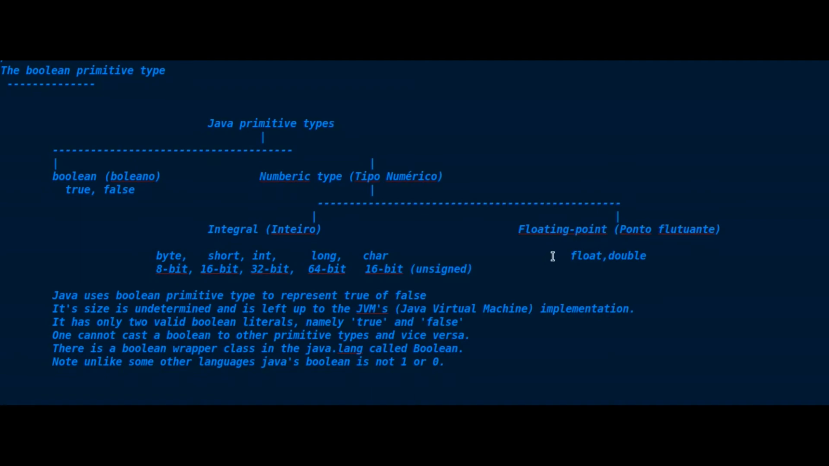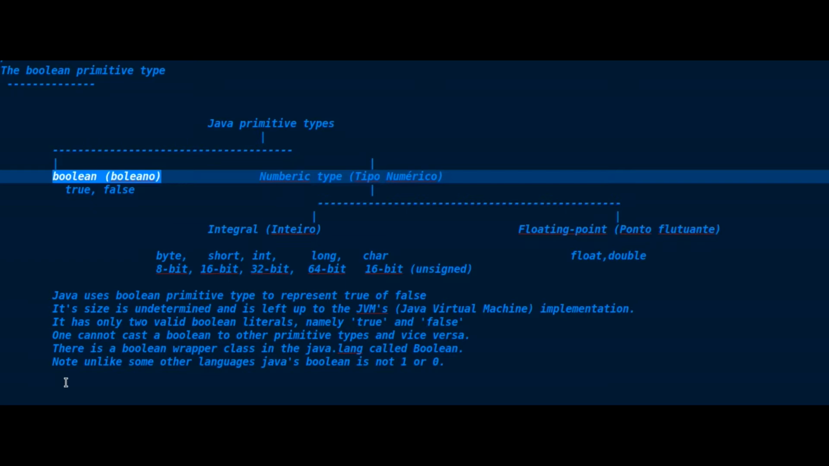As you can see, the Boolean is part of Java's primitive types, but it's not under the numeric types. It's a branch of its own, and it can have basically two values, true or false. Java uses the Boolean primitive type to represent true or false. Its size is undetermined and is left up to the Java Virtual Machine's implementation. It has only two valid Boolean literals, namely true and false.